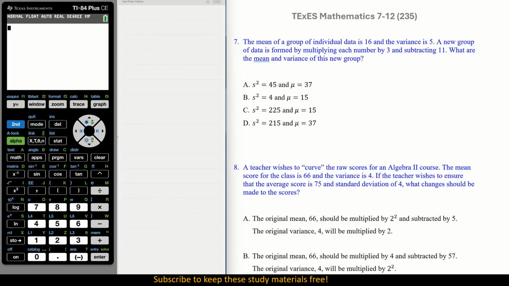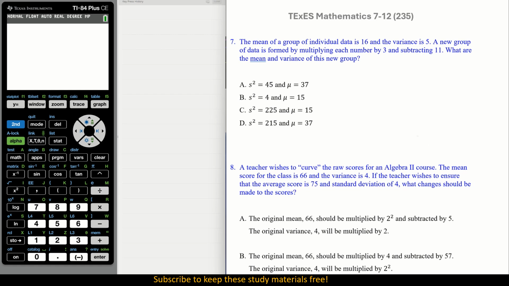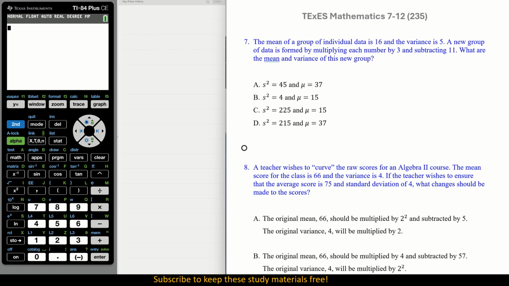Number 7, the mean of a group of data is 16 and the variance is 5. A new group of data is formed by multiplying each number by 3 and subtracting 11. What are the mean and variance of the new group? Okay, if you didn't understand what we did in prior problems, the process we followed to get our answers, you might want to rewind the video and take another look. Okay, but we're going to write that right here and show you.